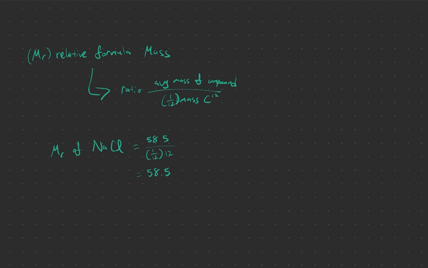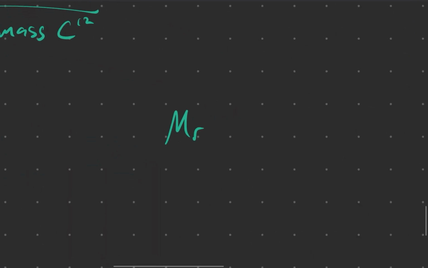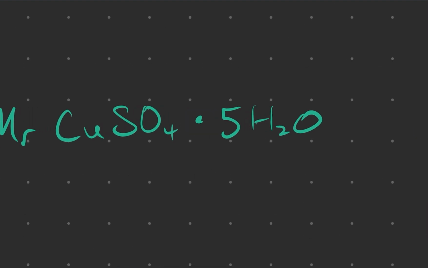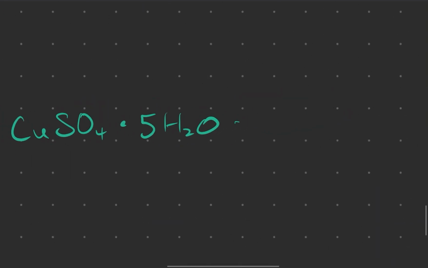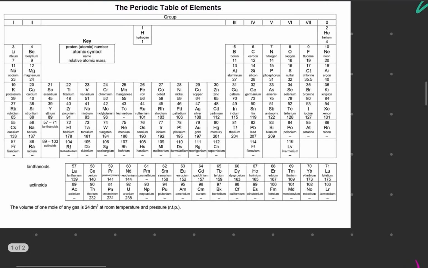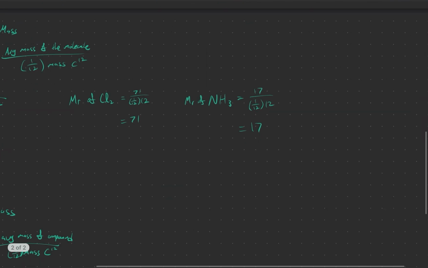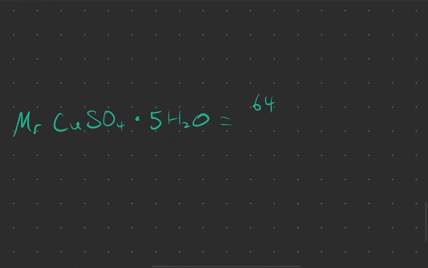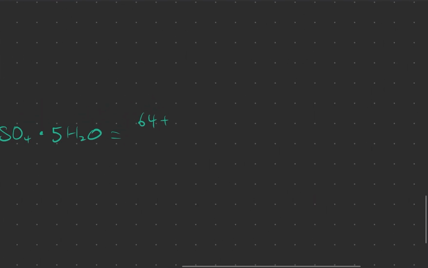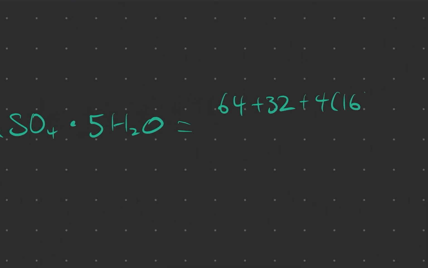Okay, let's try something a little bit harder. Let's try to find the MR of copper sulfate. Let's do hydrated copper sulfate. So this dot over here, just take it as a plus, yeah? So it's copper sulfate plus 5 molecules of water. So yeah, we move it here. So copper is... where's the copper? Copper is 64. So it's 64 plus sulfur. Sulfur is 32, plus 4 times 16 because one oxygen is 16.